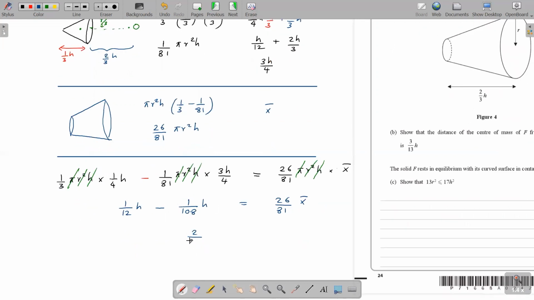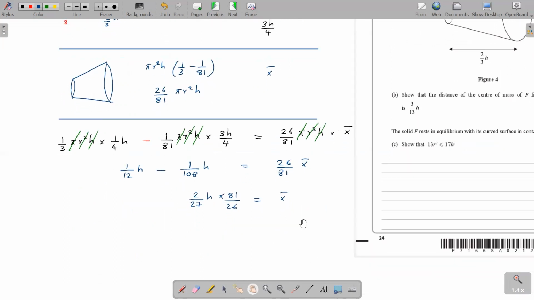So 2 over 27h. Shall I bring the 26 and 81 to the other side? 81 comes up, 26 comes down. Do you agree? So 2 over 27 into 81 over 26. Do you get the show that? 3 over 13. This is the show that, right?